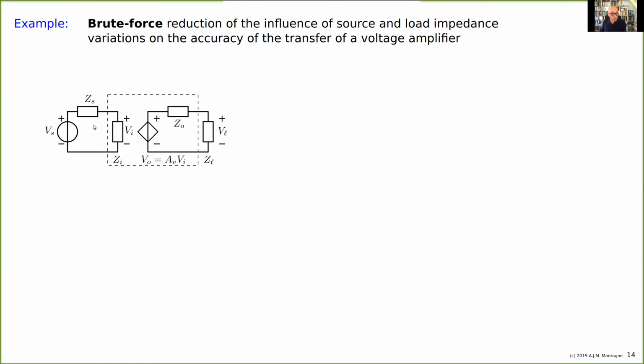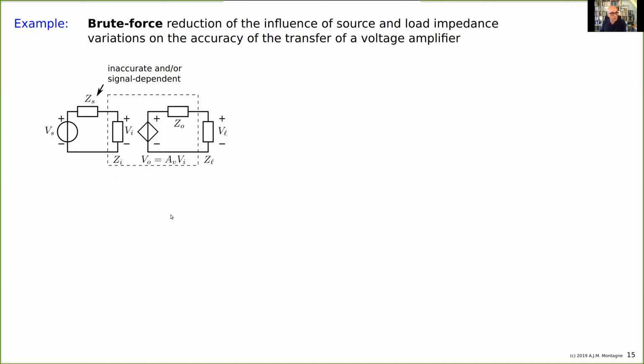And both the source impedance, the input and the output impedance of the amplifier, and the load impedance can all be, for example, nonlinear. That means signal dependent or inaccurately known. And we want to make an accurate transfer from Vs to VL. What do we need to do then?